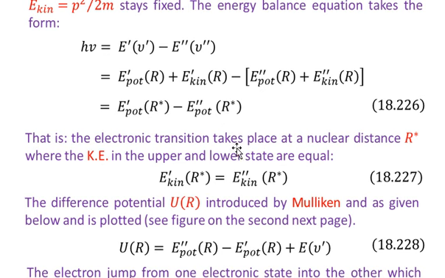That is, the electronic transition takes place at a nuclear distance R star, where the kinetic energy in the upper and the lower states are equal. So when the transition occurs with a nuclear separation R star, the kinetic energy of the molecule in the upper electronic state and in the lower electronic state will be equal to each other, as shown in equation number 227. That is, E prime kinetic as a function of R star is equal to E double prime kinetic as a function of R star. So these two kinetic energies belonging to the upper and lower electronic states at a specific nuclear separation R star will be equal to each other.